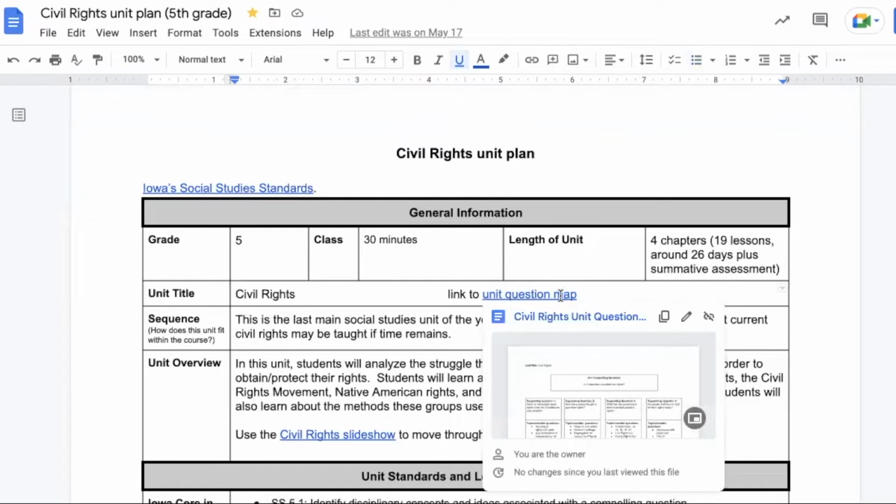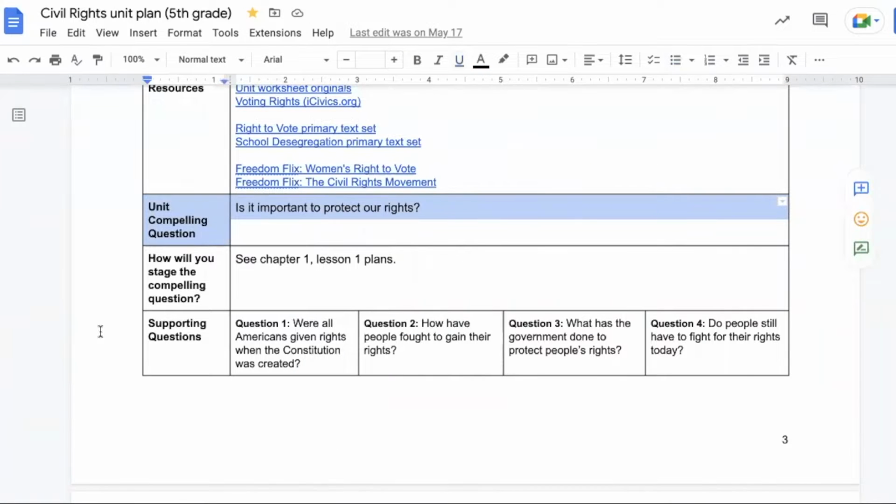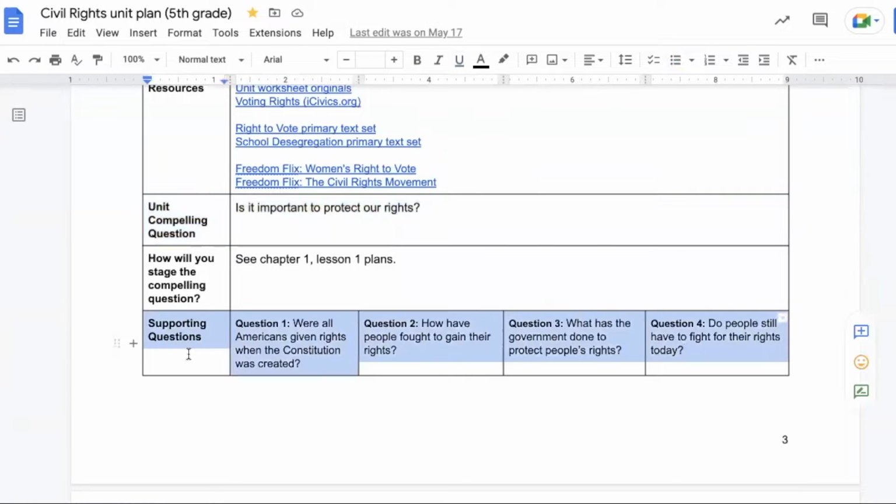You can take a look at the unit question map to see how the unit is structured. There is a slideshow that helps you move through the unit. The compelling question for this unit is: is it important to protect our rights? We have 4 supporting questions.